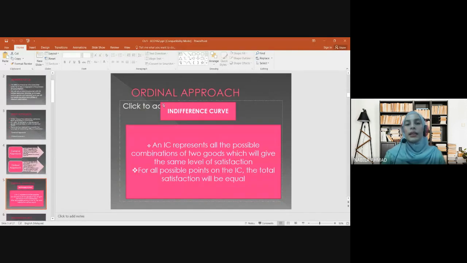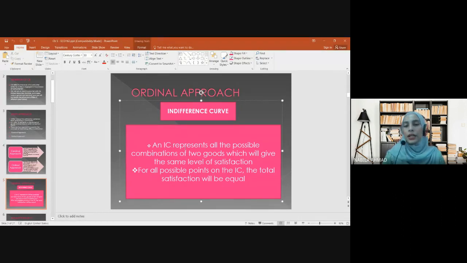So kita nak lihat ordinal approach lah, sebab ordinal approach yang paling kita katakan realistik lah. Kalau cardinal kita tak boleh put number on utility, kalau secara realitinya tidak. Tapi ordinal, yes, kita boleh rank. So kita guna ordinal approach. Kita belajar ordinal approach. So under ordinal approach kita kena tahu indifference curve.